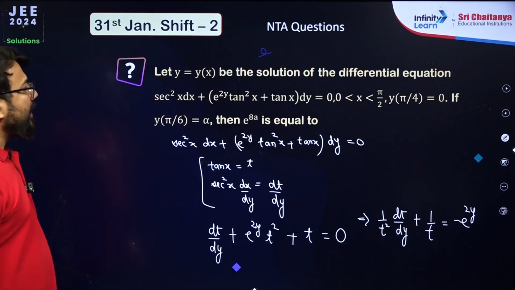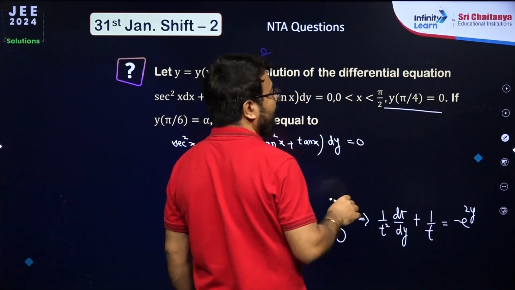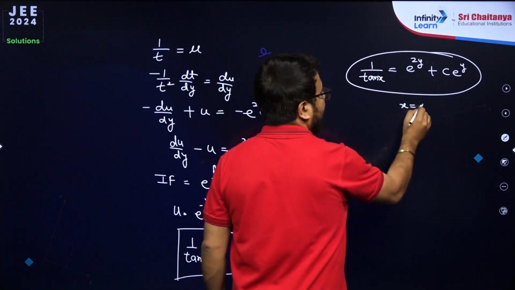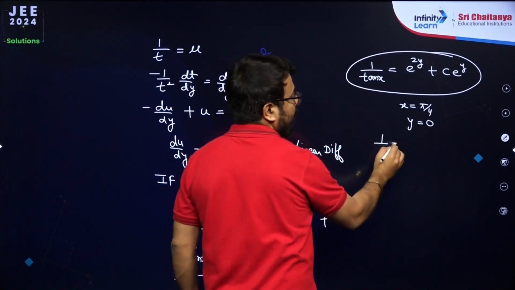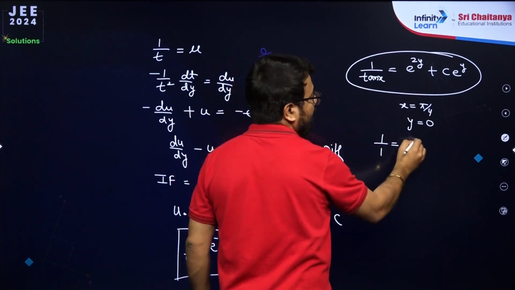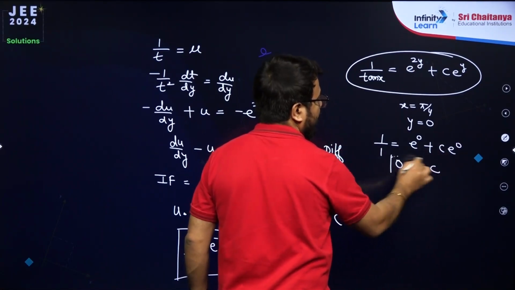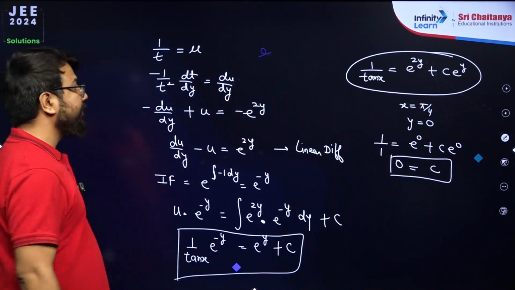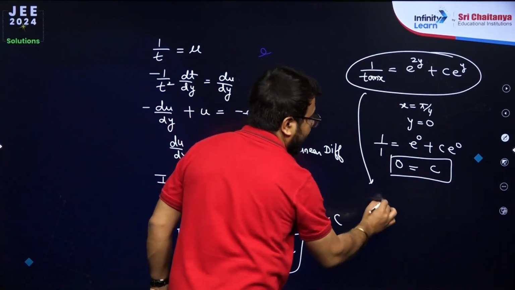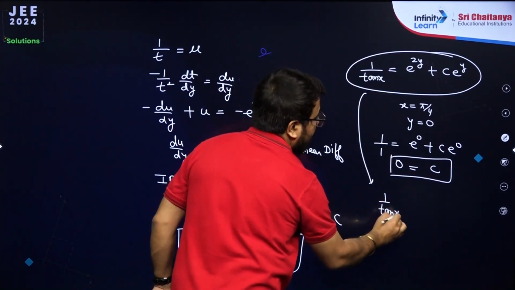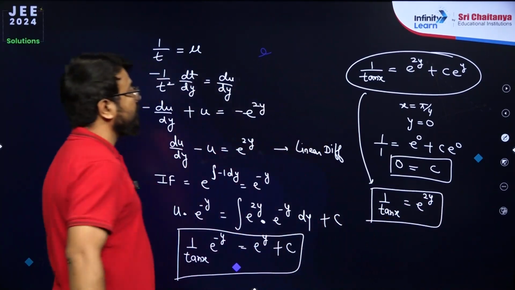Now they have told us that if I place the value of x as pi by 4, then y will be 0. x as pi by 4, y will be 0. So 1 upon 1, y will be 0. So I got the value of c as 0 over here. Alright. And if c is 0, then we will be able to write 1 upon tan x equals e raised to the power 2y. That's the final answer.